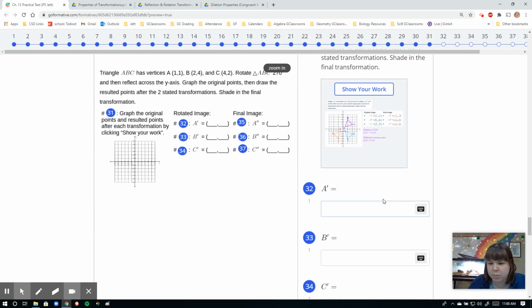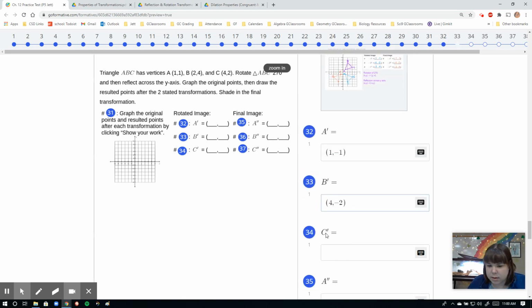Okay, so A prime we decided is 1, -1. B prime we decided was 4, -2. C prime we decided was 2, -4.